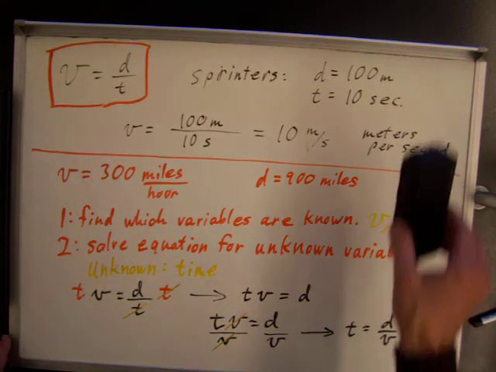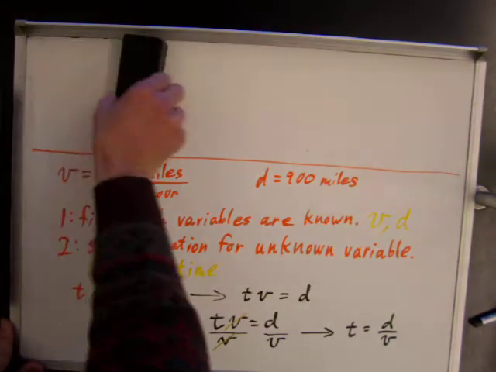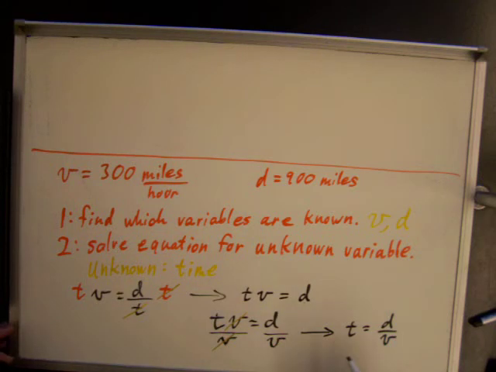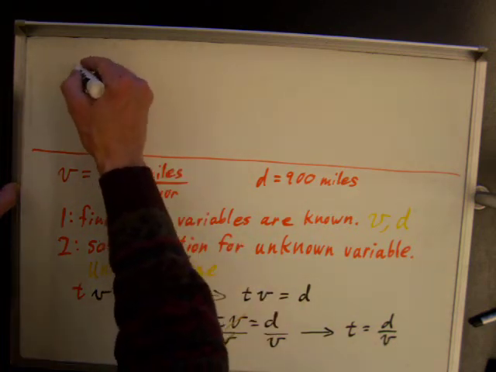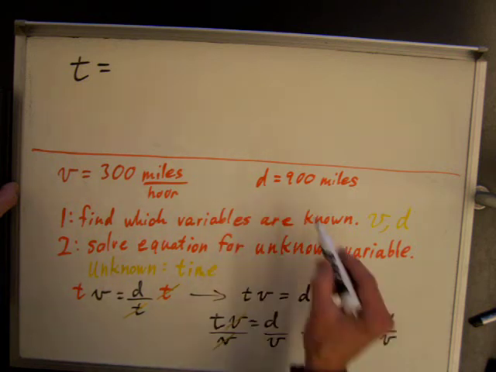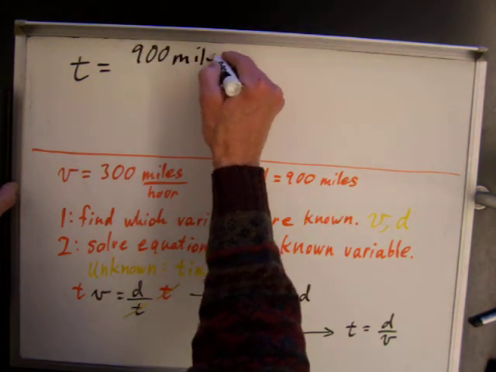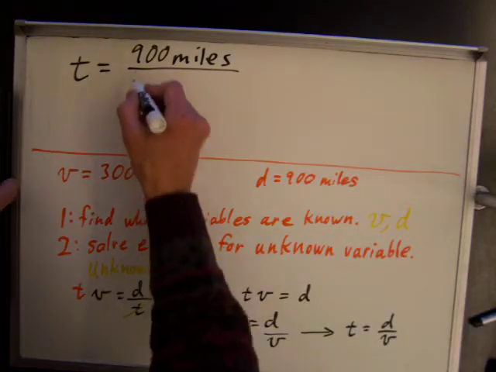Now I can solve this problem. So let's go back up to the top, where I still have a little room left on my board. I'm going to plug in some numbers. The time that I was looking for, that's the unknown, is going to be equal to the distance divided by the velocity. Well, let's plug those numbers in. Time equals distance, 900 miles, over the velocity, which is 300 miles per hour.